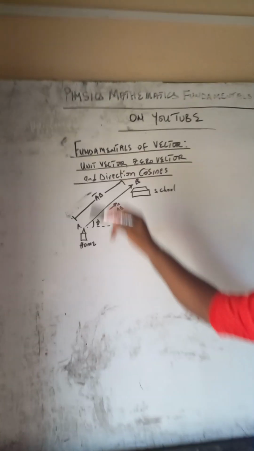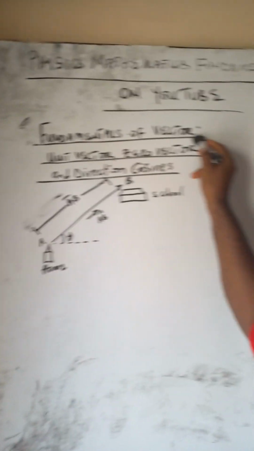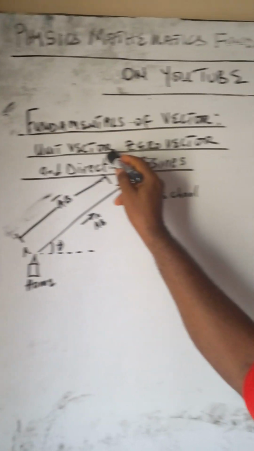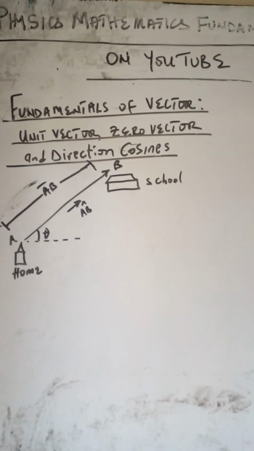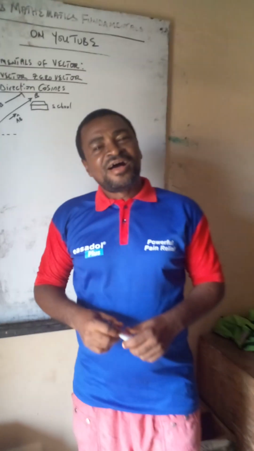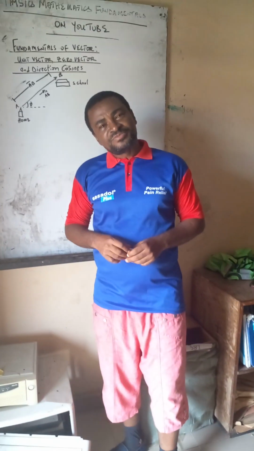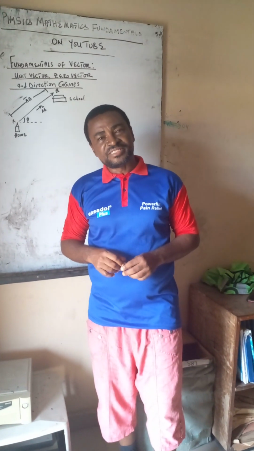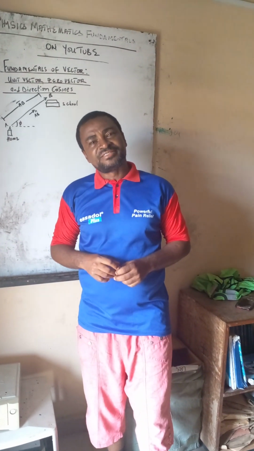Today, we are taking a topic under vector: fundamentals of vector, unit vector, zero vector, and direction cosines of vector. The question is, what is a vector? A vector is defined as a physical quantity that has magnitude, direction, and sense.